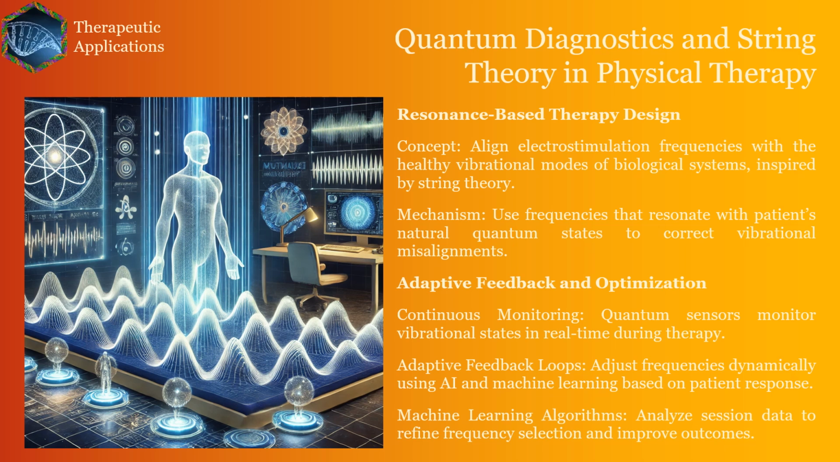Adaptive feedback and optimization. Continuous monitoring. Quantum sensors monitor vibrational states in real time during therapy. Adaptive feedback loops adjust frequencies dynamically using AI and machine learning based on patient response. Machine learning algorithms analyze session data to refine frequency selection and improve outcomes.